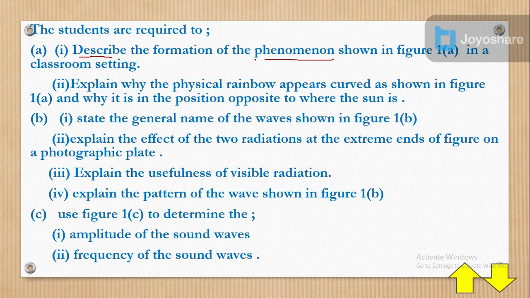Now the word phenomenon means it is a natural occurrence. It occurs on its own. Phenomenon shown in figure 1A in a classroom setting. So they want us to say something about the natural occurrence in figure 1A. We describe it in a classroom setting, that is, besides the natural occurrence, how can we present it locally in class. Let's go and see what it is about.